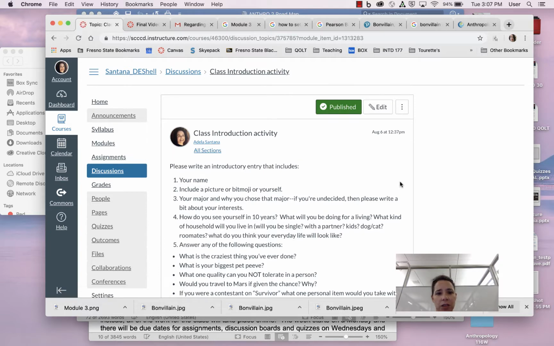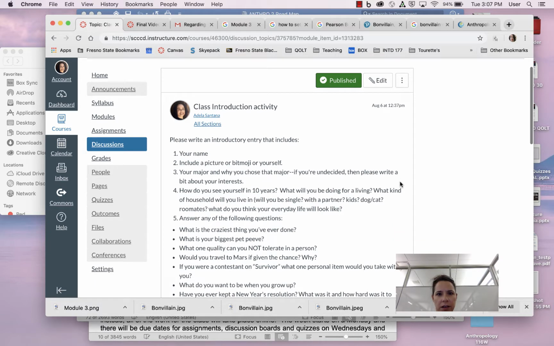The class introduction activity starts here. This is the discussion board. It says, please write an introductory entry that includes your name, a picture, a bitmoji of yourself, your major, and why you chose that major. If you're undecided, then please write a bit about your interests. Number 4, how do you see yourself in 10 years? What will you be doing for a living? What kind of household will you live in? Will you be single, with a partner, kids, dog, cat, roommates? What do you think your everyday life will look like?